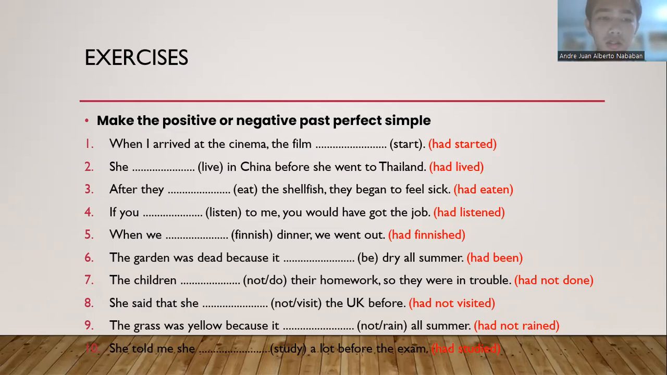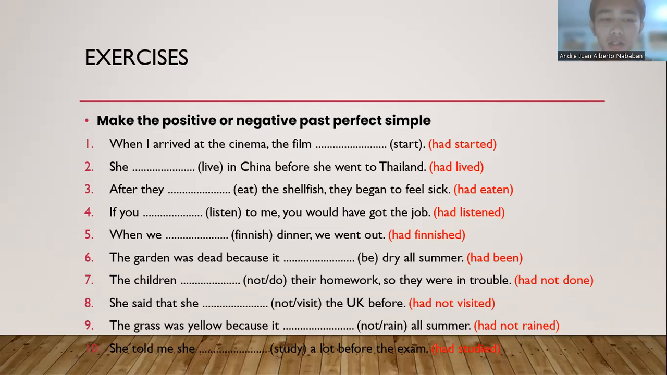Number 6, the garden was dead because it blah blah blah be dry all summer. Here is a past perfect tense. In the past perfect tense, we need the past auxiliary verb from have or has, which is had again, and the verb 3 from be, been. So the sentence will be, the garden was dead because it had been dry all summer.